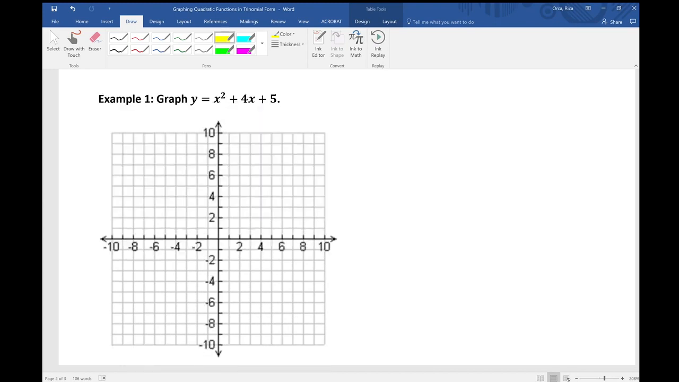In example number 1, we want to graph y equals x squared plus 4x plus 5. This can get really complicated, so just to make sure you follow the steps. Step number 1, find the vertex. So the formula for the vertex, in case you forgot, is negative b over 2a, comma y equals f of x. So we need our x coordinate and our y coordinate.